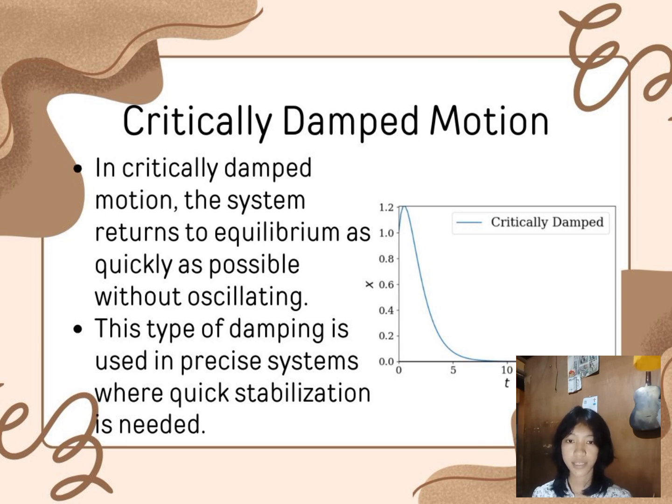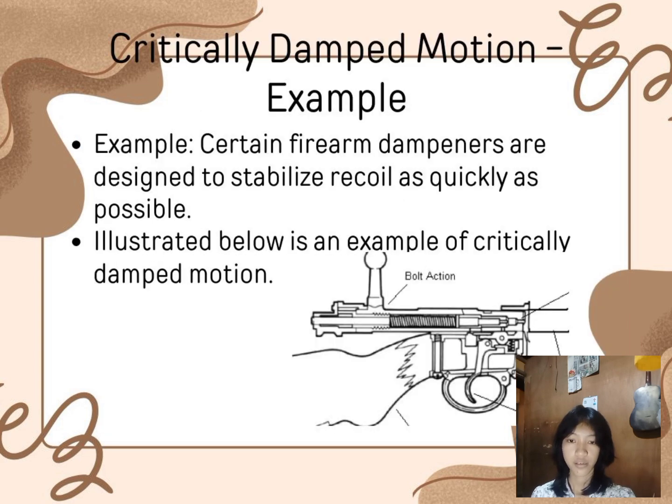Critically damped systems are often found in precision equipment where stability and quick adjustment are crucial. For example, certain firearm dampeners are designed to stabilize recoil as quickly as possible. A firearm dampener or certain medical devices use critical damping to stabilize quickly and accurately.